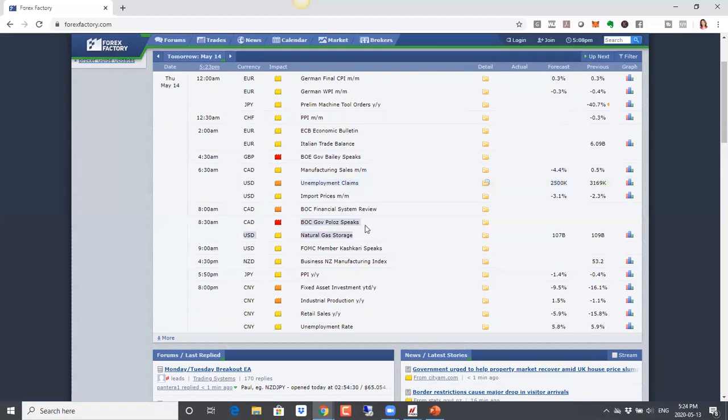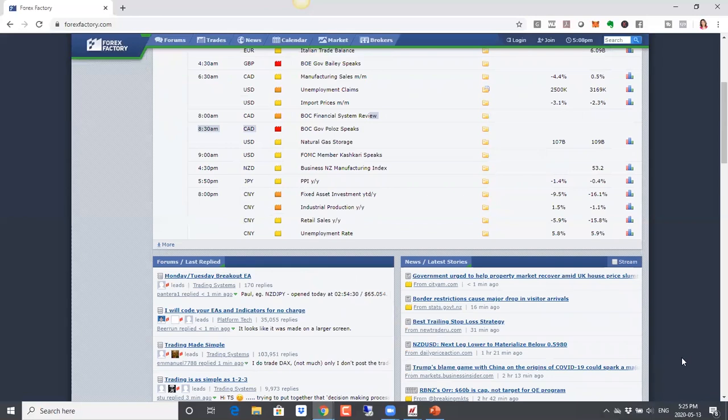Now, we also have the Bank of Canada. We're looking at the financial system review as well as Governor Poloz speaking. With two central bankers today, I would be careful with this one. A lot of times the markets are going to be volatile when this happens. So if you're trading the Canadian dollar, you want to pay attention to what happens or the speech by the Bank of Canada here.